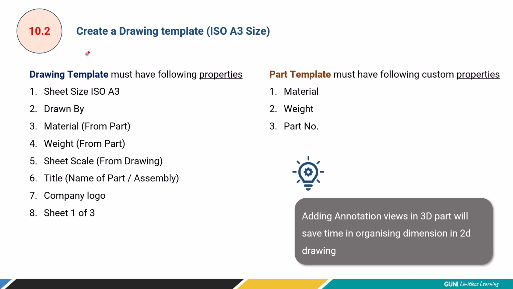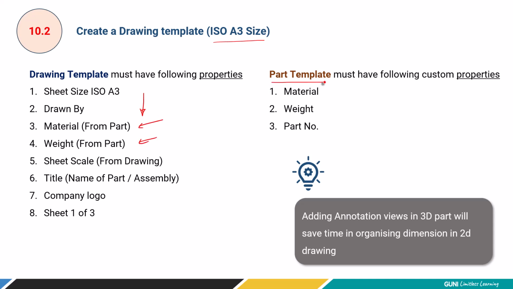Let's create a drawing template of ISO A3 size. Now in this drawing template, I'm going to consider these 8 custom properties which automatically get populated. Now out of this, some of the properties are from the part.